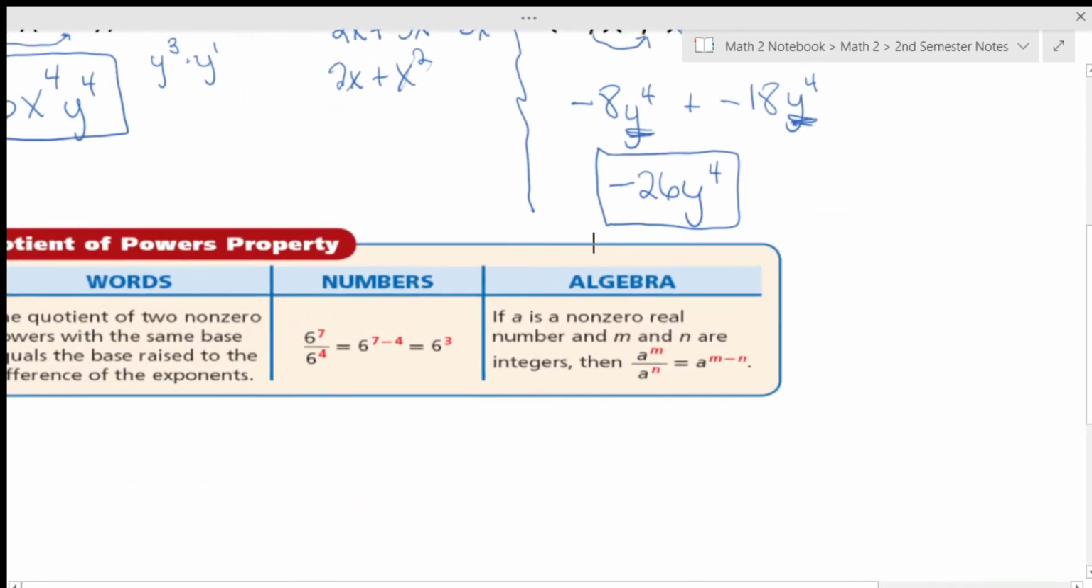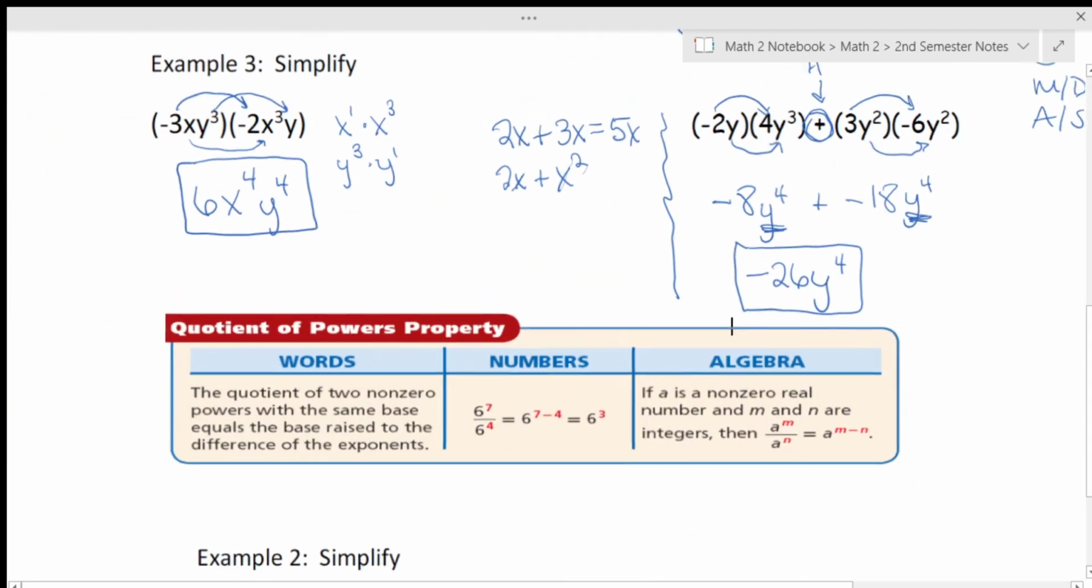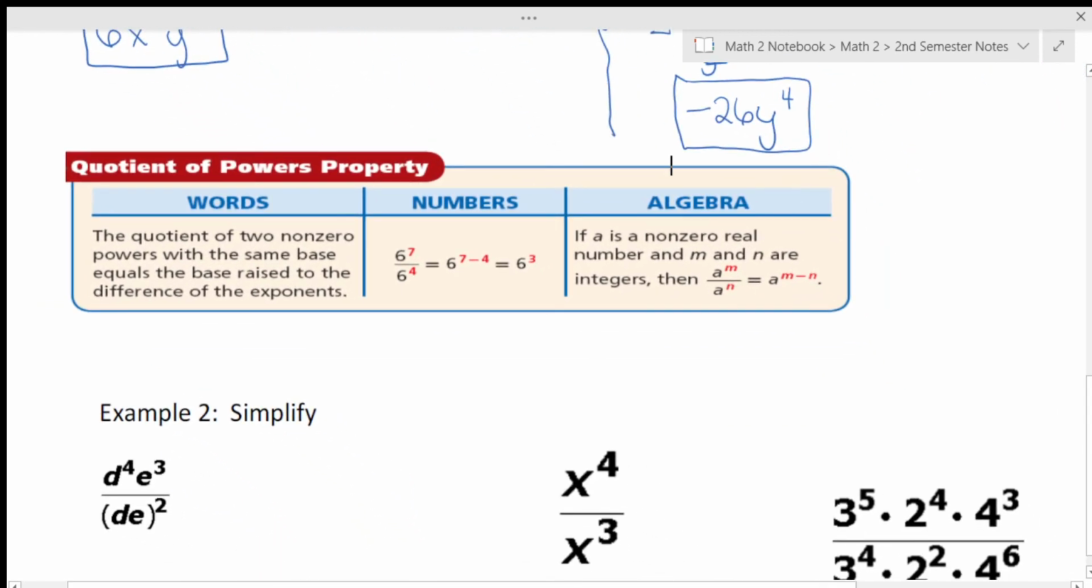Okay, so that's reviewing product of powers. When we're multiplying two powered expressions together, we're going to add our exponents. Quotient of powers is when we are dividing two powered expressions. Our shortcut is to subtract the exponents.